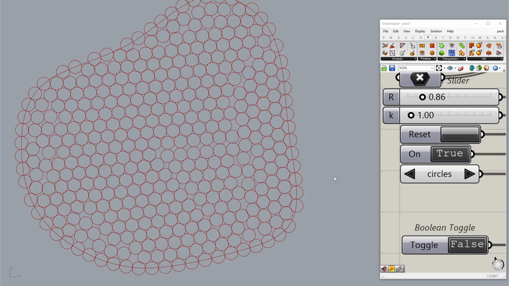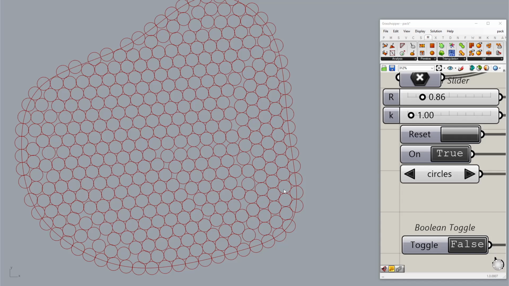Hi everybody, I'm here today to share a few interesting things I found while playing with circle packing in Rhino, Grasshopper, Kangaroo. Usually we try to pack circles inside our shapes, and the tricky part is to calculate the correct amount of circles for our shape.